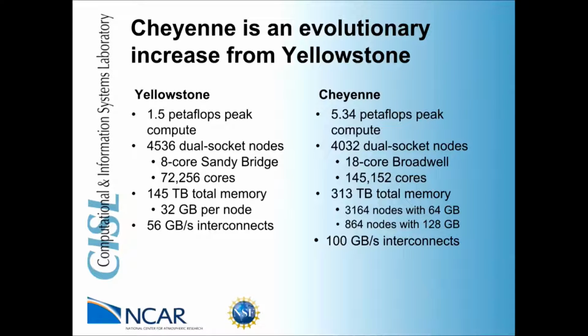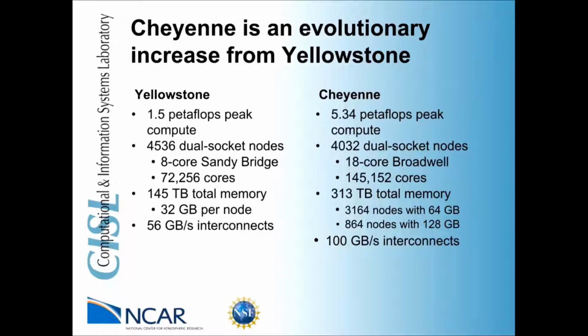The number of nodes is actually a little bit less, but the nodes themselves have more cores on them, and cores are what you request when you do your job scripts. So there are about twice as many cores, and the cores themselves, or the CPUs themselves, are more powerful. Yellowstone has the Sandy Bridge variant of the Intel processor, and Cheyenne has the newer Broadwell variant.